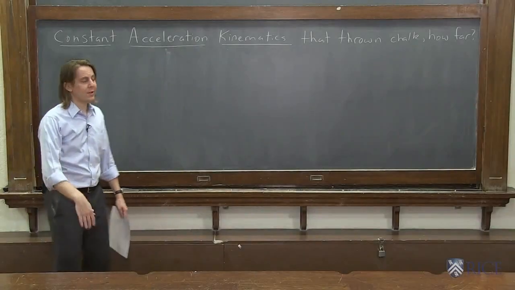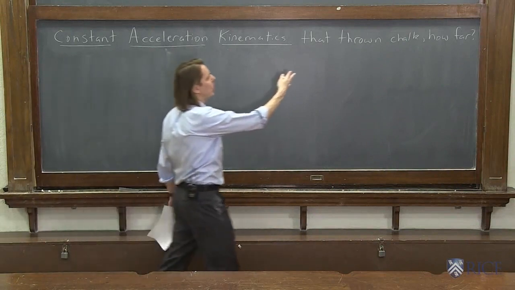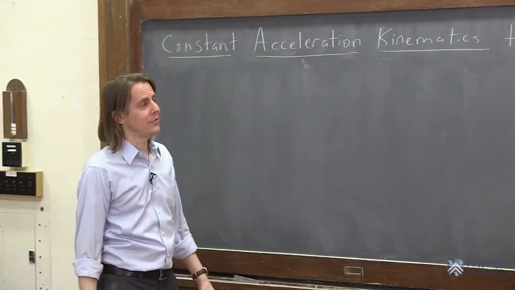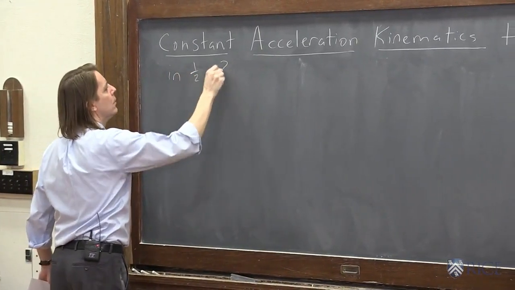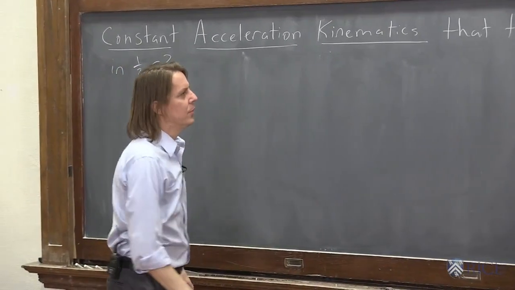Here's an example of using the big kinematics equation. Let's look back at that thrown chalk. Before, we talked about how I threw down the chalk at 2 meters per second. How fast did it go after a half second? Now the question is, how far did it go in a half second? We could ask that question as well.